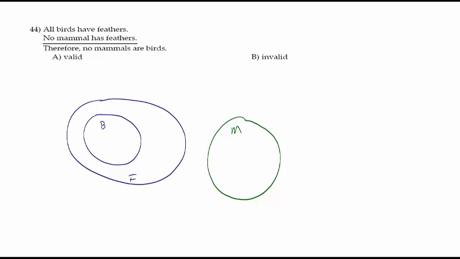So my picture is this. I cannot add anything else to my picture, based on the two premises. Now the question is, is my conclusion forced to follow? Therefore, no mammals are birds. Well, this is true because mammals are over here and birds are over here. If birds are inside feathers, and feathers and mammals don't touch, these two aren't touching. So this is going to be a valid argument. And again, it doesn't matter if it's true or false. We're just evaluating the argument used to get there.